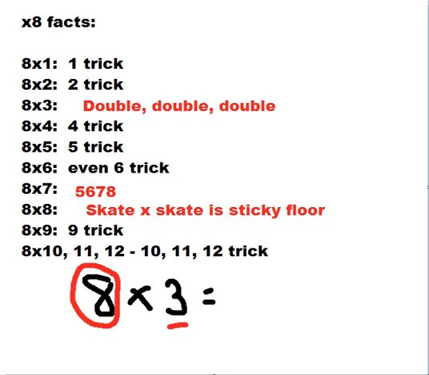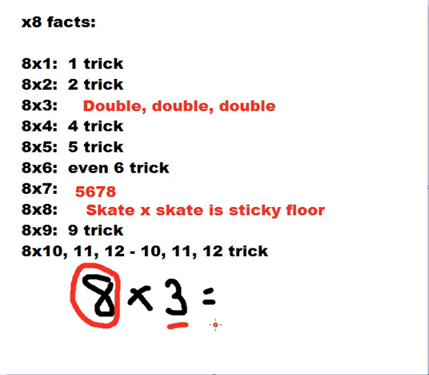So with times 8, we're going to double again like we did with the 4s, but then we're going to double one more time. So we're going to actually double it 3 times. So we might want to put down a little dot, make sure we get it doubled as many times as we need. So first we're going to double 3.